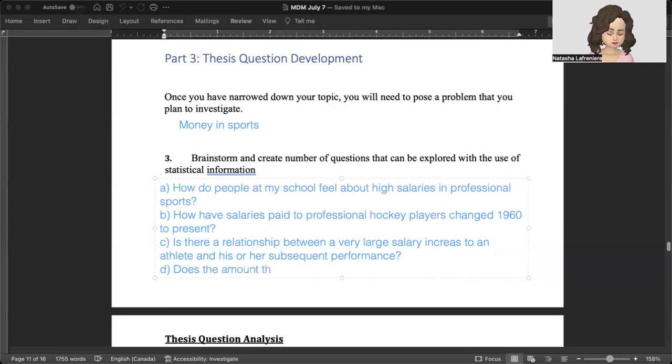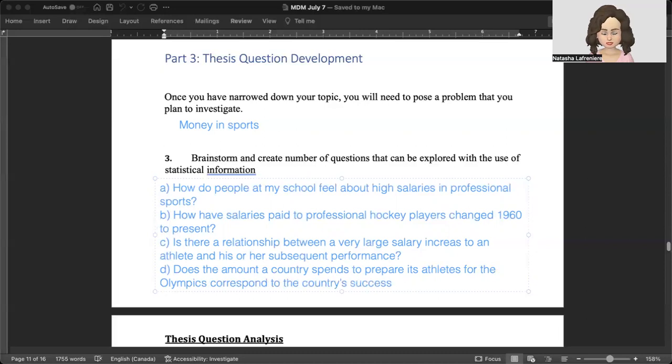Another question could be along the lines of, does the amount a country spends to prepare its athletes for the Olympics correspond to the country's success at the games? So you could look at different countries and how much money they spend on training their athletes for the Olympics and what their success rates are. Did they do really well at the Olympics if they spent, you know, $10 billion training them?